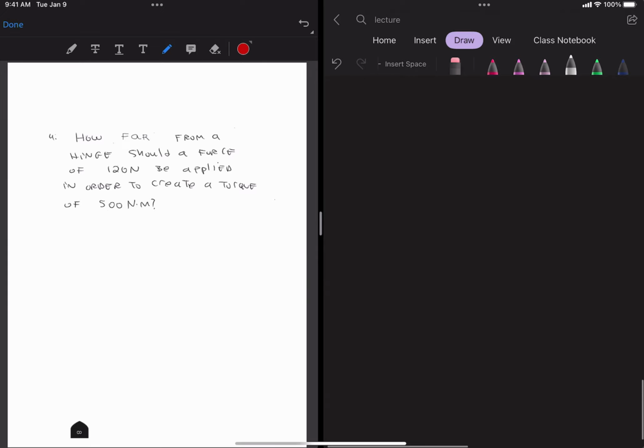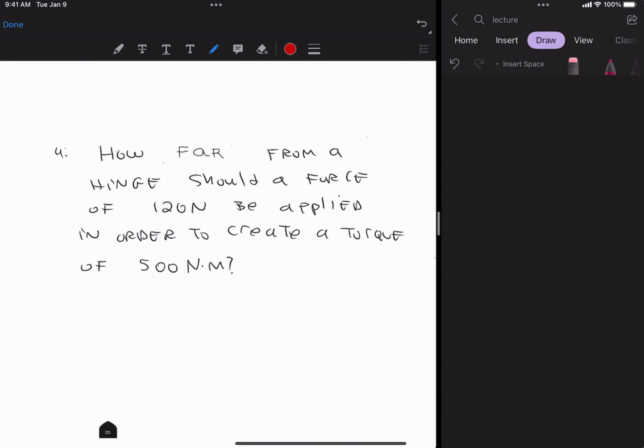Alright, next let's try this one. This word problem says, how far from a hinge should a force of 120 newtons be applied in order to create a torque of 500 newton meters? Go ahead and pause, try to solve this, and when you're ready, unpause.